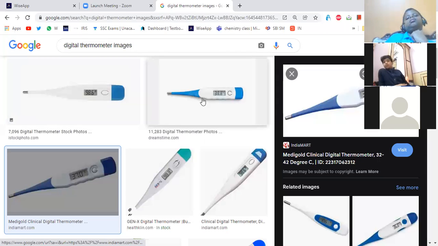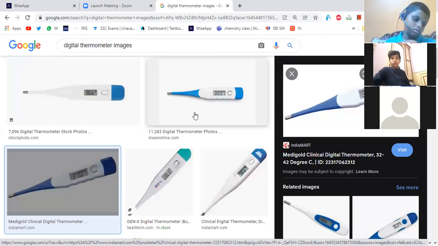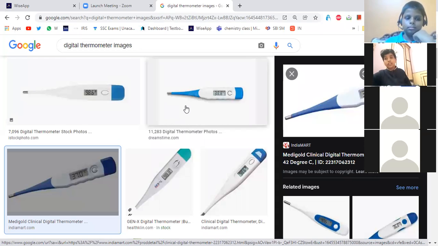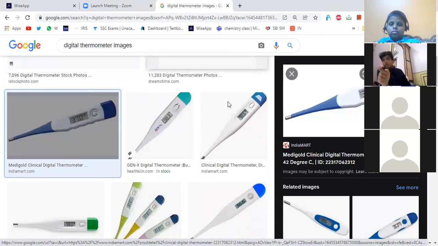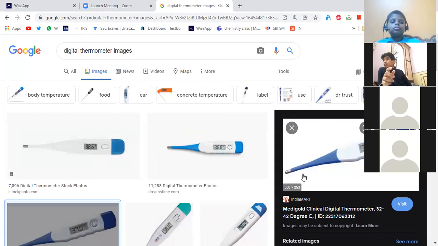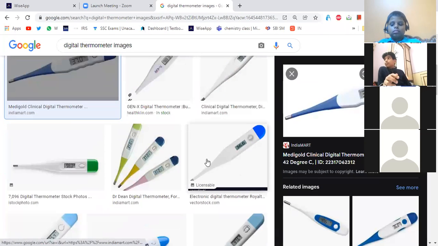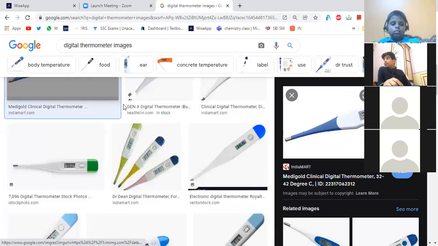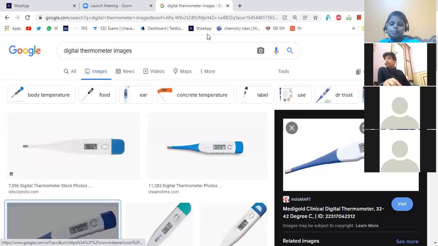Now we can see this one. Yes, sir, I have this. We have it at home. Digital thermometer. It will give us a beep sound whenever the temperature is at its maximum, right? So there is a bulb. It will also contain the bulb here at the end of the thermometer, right? Yes, sir.